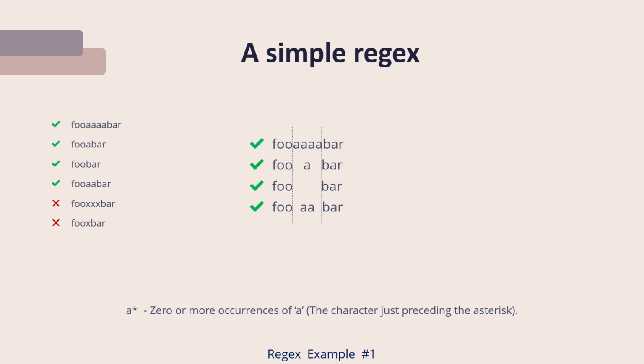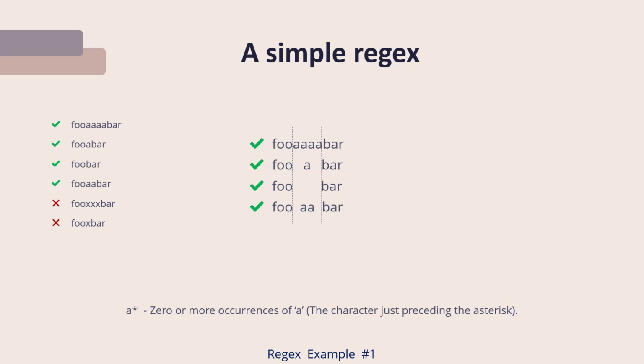If we are to come up with a definition, it stands for 0 or more occurrences of the literal that immediately precedes the asterisk. So in case of A star, the literal that immediately precedes the star is A. So it means 0 or more occurrences of the literal A. Now that we have studied our first regex symbol, let's use this and move to our final step.